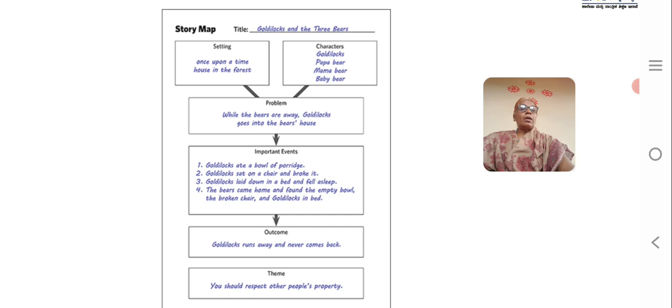What is the outcome of the conflict? How is it resolved? Goldilocks runs away and never comes back. The theme of this story is you should respect other people's property. Likewise, a story can be comprehended by using this simple pattern: identifying the title, setting, characters, problem, important events in the story, the outcome, and the moral you learn from the story or the theme.